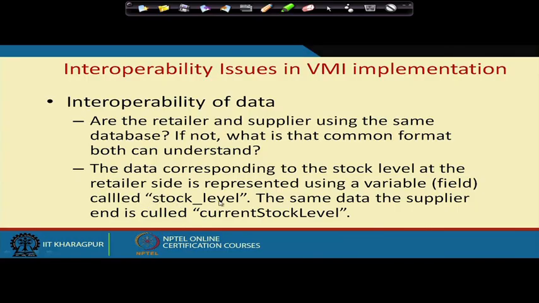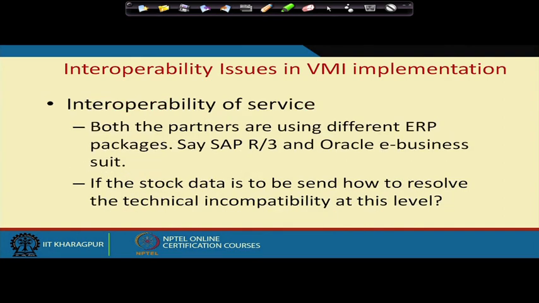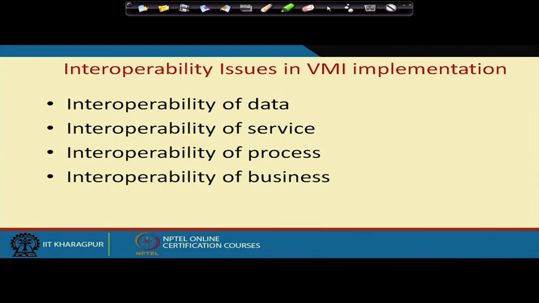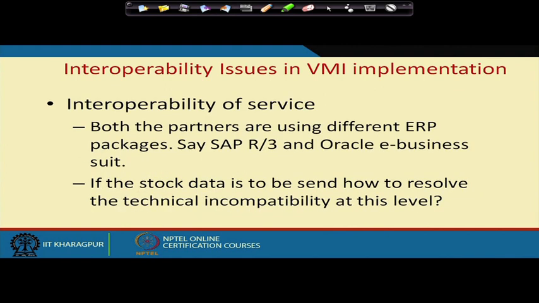Unless this is resolved, the stock level at the retailer end and the current stock level at the supplier end are the same, there will be a problem in understanding the data. Then there is the interoperability issue at the service level. So, interoperability of data, and next one is interoperability of service.